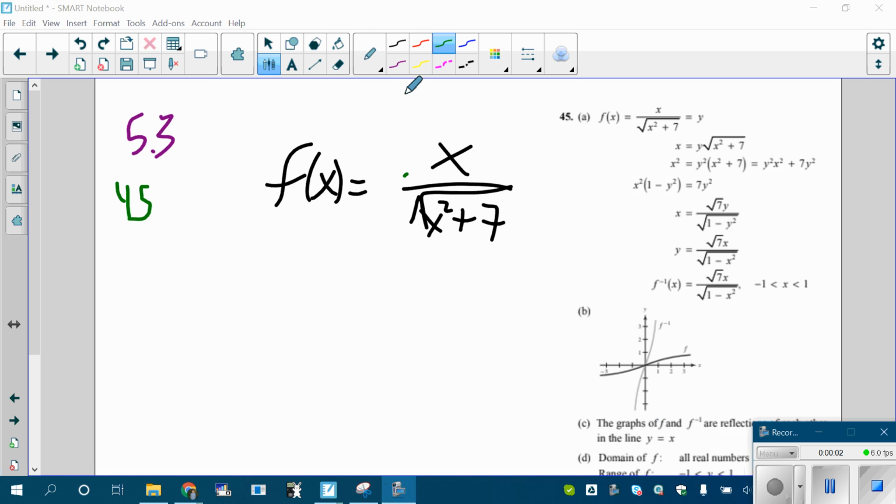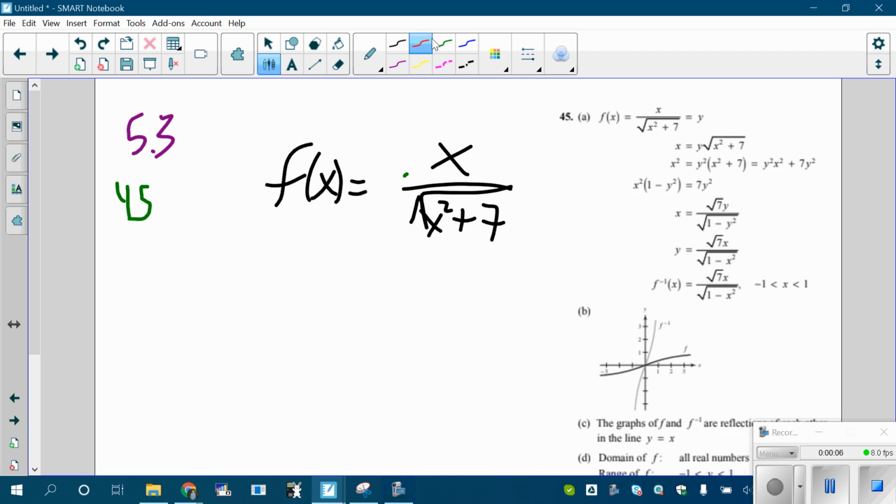This is 5-3 number 45. This is really just an algebra problem. Nothing calculus here. First question says find the inverse. Okay, ready? Flip the x and the y.